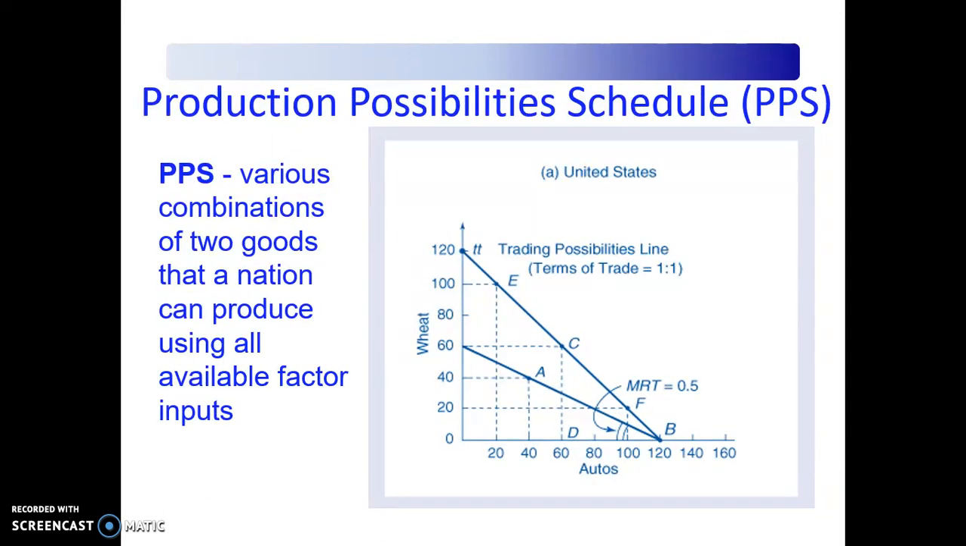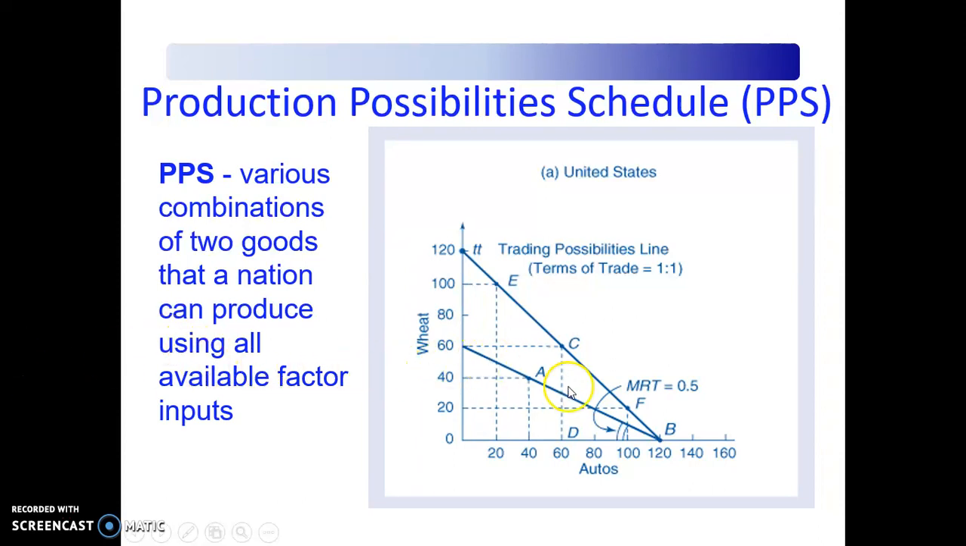But if we look at the graphical representation of this, we can see that it may not be as simple as we may have previously thought. So the production possibility schedule uses various combinations of two goods that a nation can produce using all available factor inputs. So right here, this is going to be important.